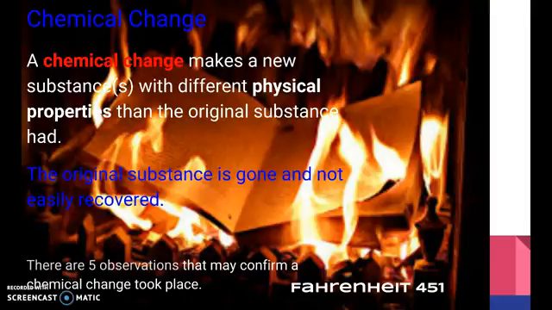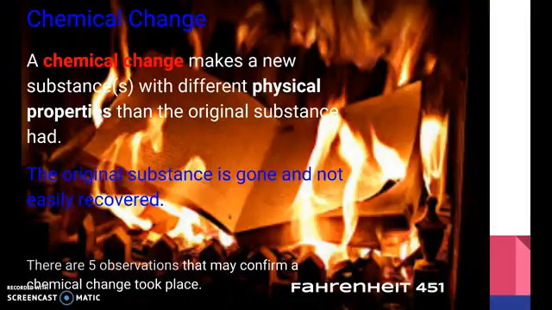A chemical change makes a new substance or substances that have very different physical properties than the original substance had. Physical properties, as you remember, are things like hardness, viscosity. They could be the streak or the other things we looked at in the mineralogy lab in 8th grade. This original substance is going to be gone, and you're not really going to be able to get it back.